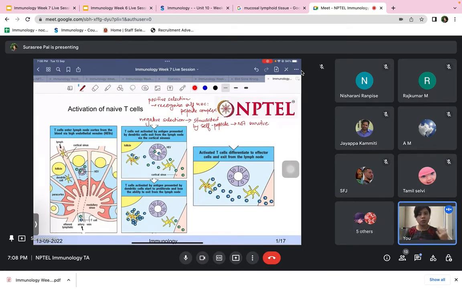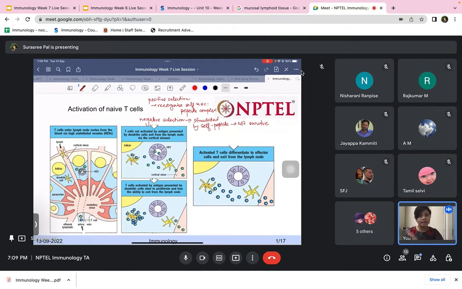These two rounds of selection go on before the T cells are matured, and after these two rounds of selection, the positive selection and negative selection, the T cells will become the naive T cells. All right.